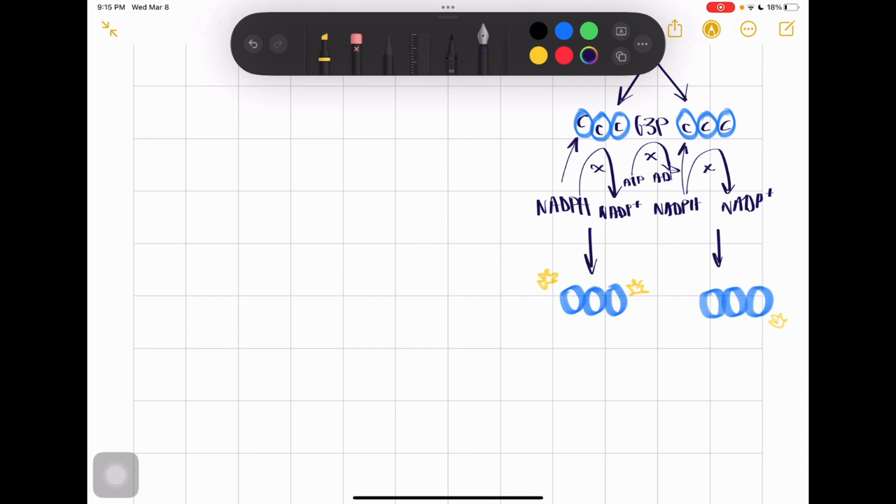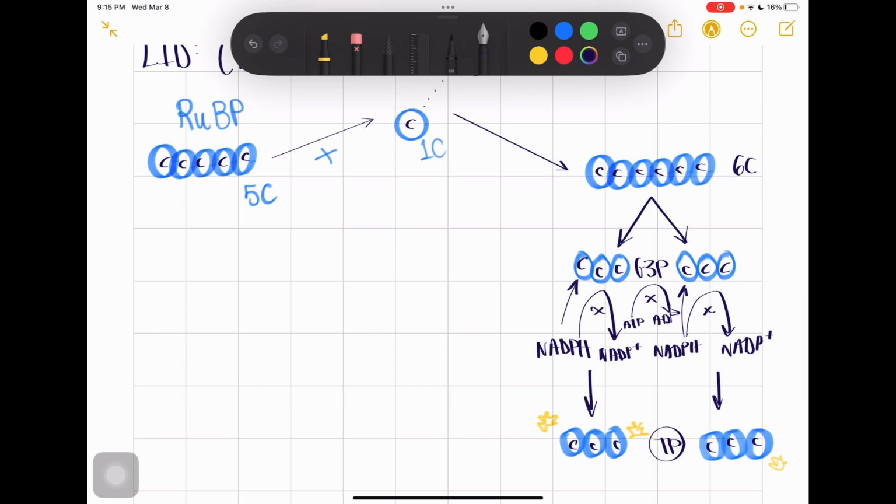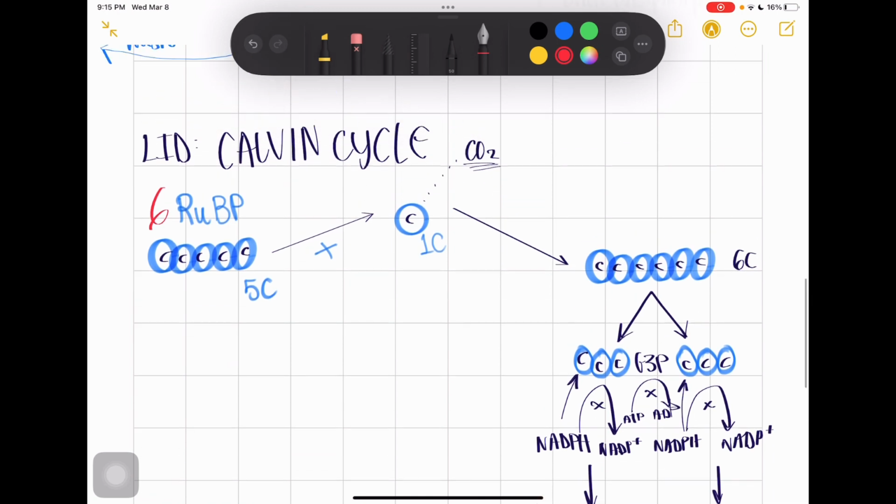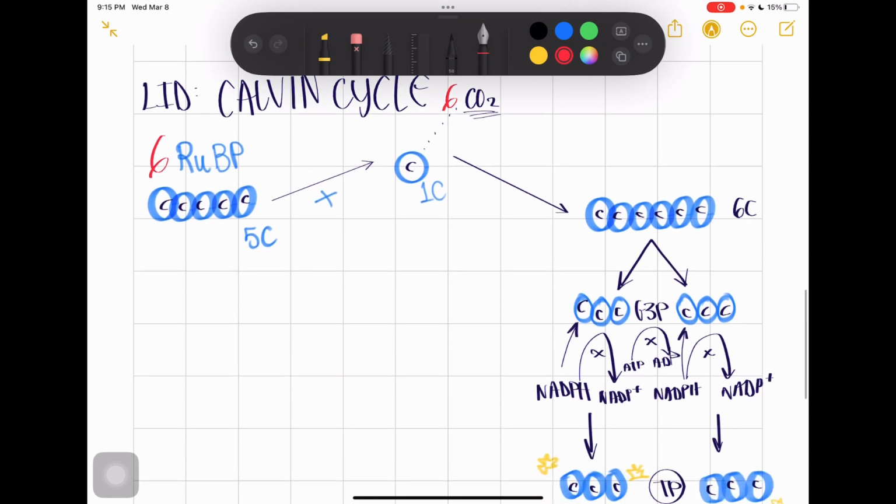These are called TP, triose phosphates. Now, here comes some math parts. Over here, we started with 6 RuBPs, and we added 6 CO2s. That's why in the equation, it's 6 CO2. Very, very simple to remember. So we have 6 Cs. Don't get confused with the numbers here.